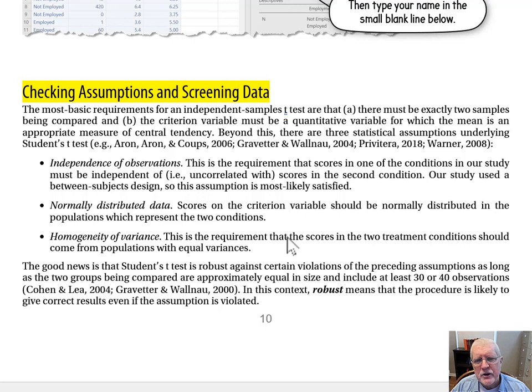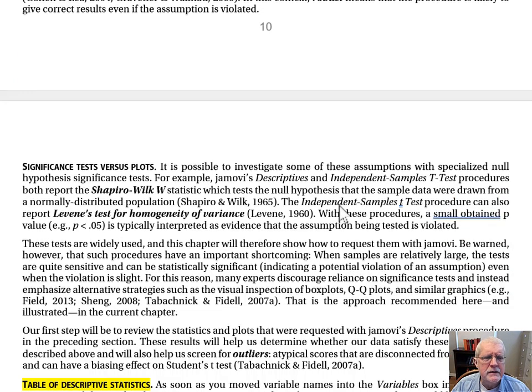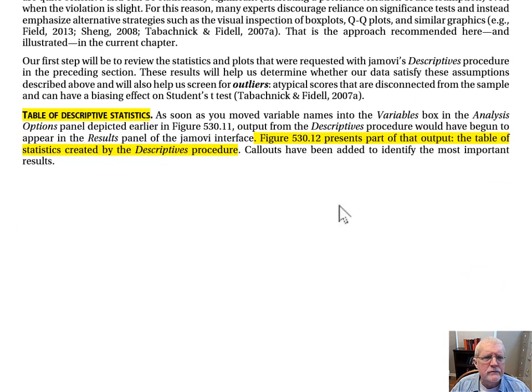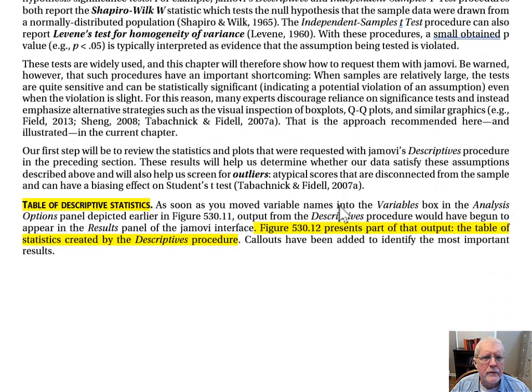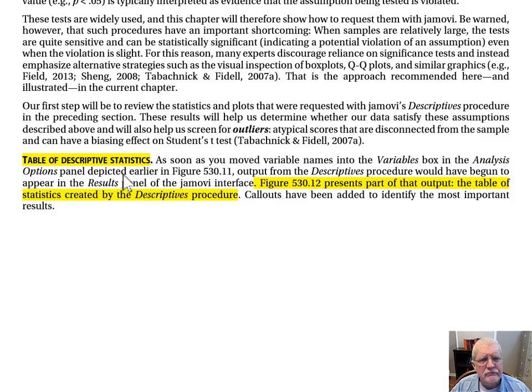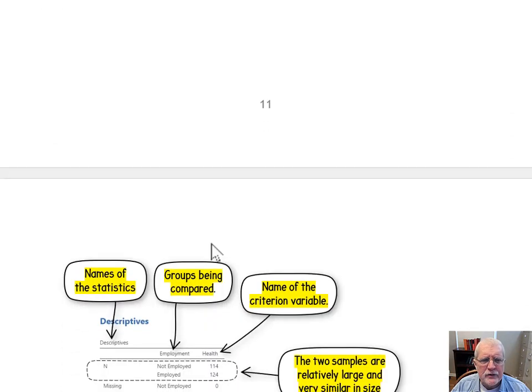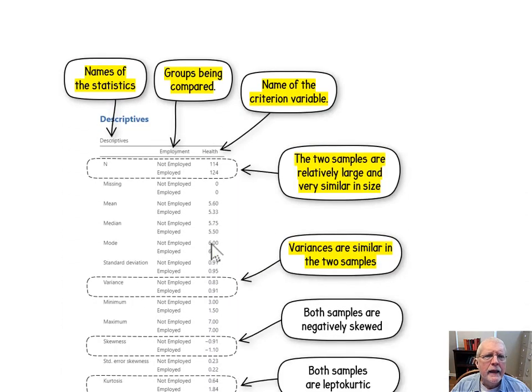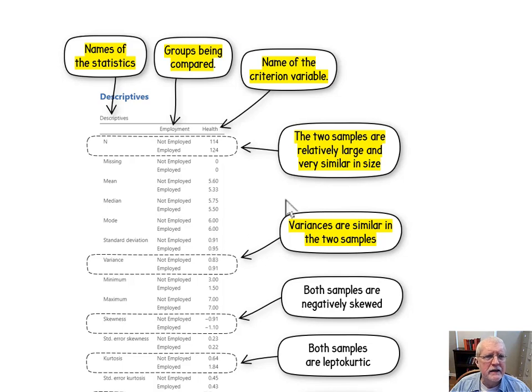Checking assumptions and screening data. Are you sure that your data satisfy the assumptions required by the independent samples t-test? We shall find out. Scroll down to, where am I? This is page 11, and we have this section. Table of descriptive statistics. The following figure presents part of that output. The table of statistics created by the descriptives procedure. The table itself appears on page 12. And before we look at the details, let's get oriented.